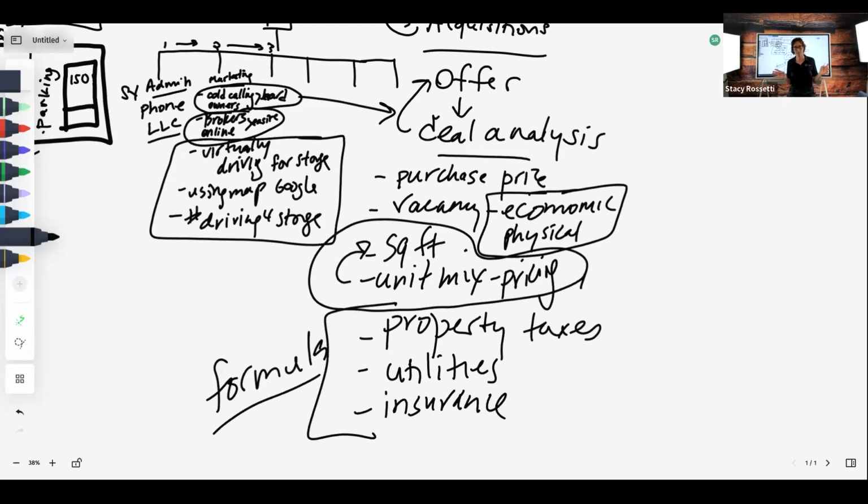Okay. And then somebody says, with regards to your purchase price, can you have the seller sell you the property and the mechanicals lease separately? Yes, you can do that if you want, for tax.